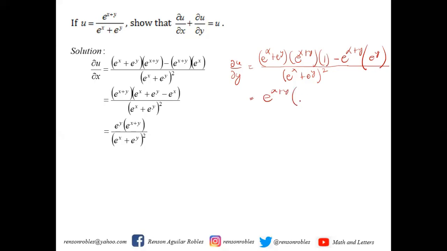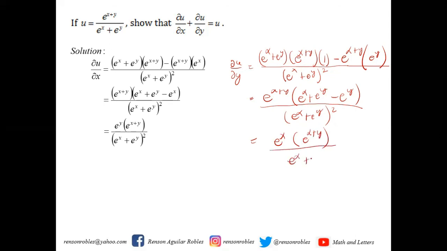And then we have e to the x plus e to the y on the first term and negative e to the y on the second term, all over e to the x plus e to the y quantity square. And then you combine e to the y and negative e to the y, so we shall have e to the x, okay, times e to the x plus y all over e to the x plus e to the y quantity square, okay?